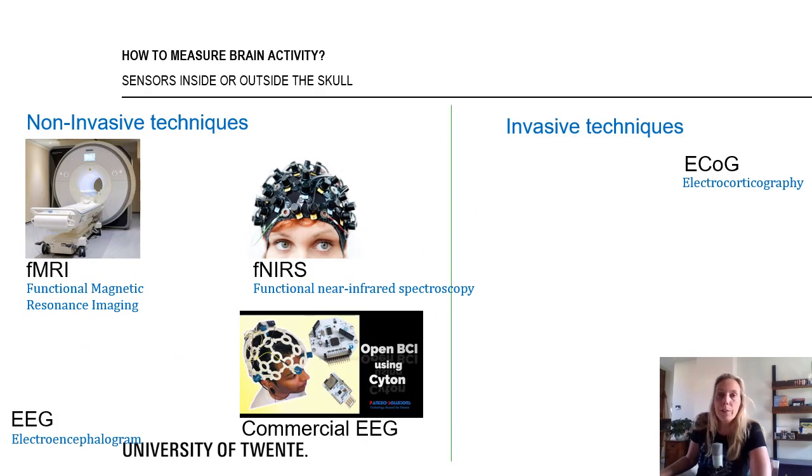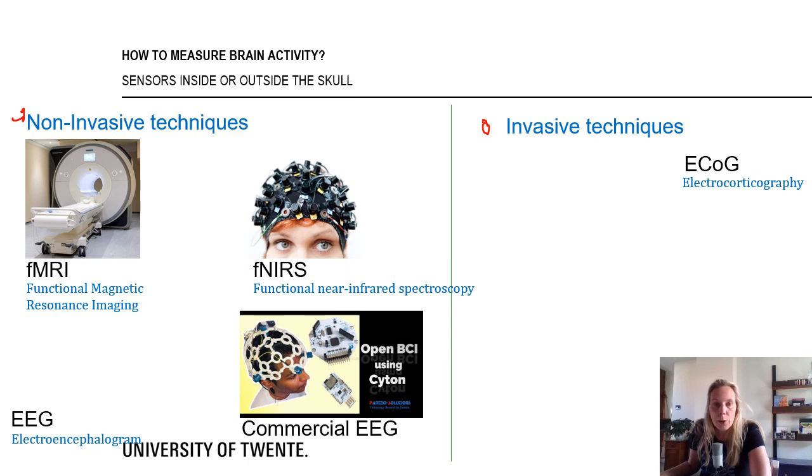Okay, so there are different techniques to measure brain signals. And the first distinction that you could make is that you distinguish non-invasive techniques and invasive techniques. Non-invasive techniques are instruments, sensors that are placed outside of the skull, and invasive techniques are placed inside of the skull.